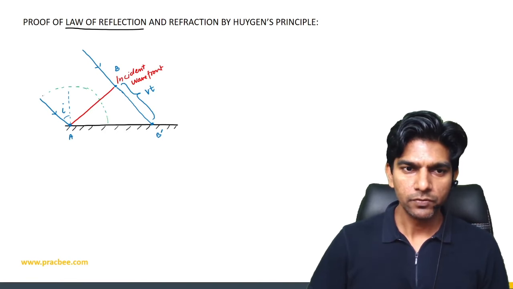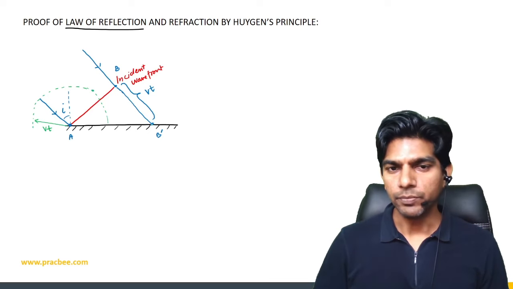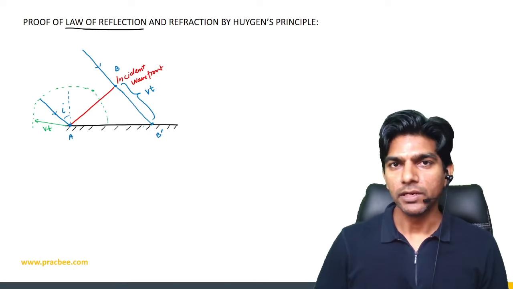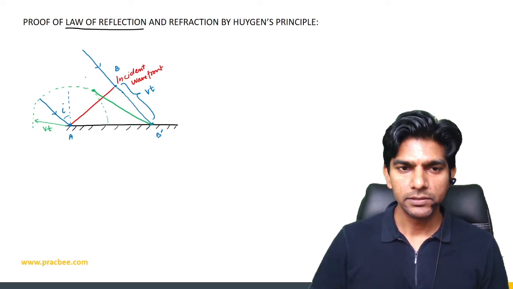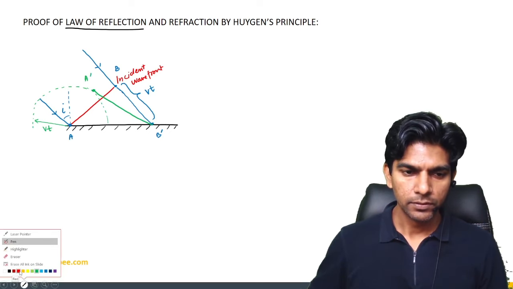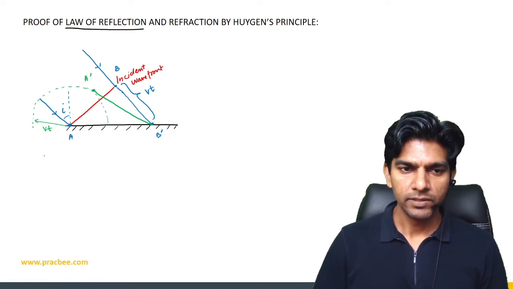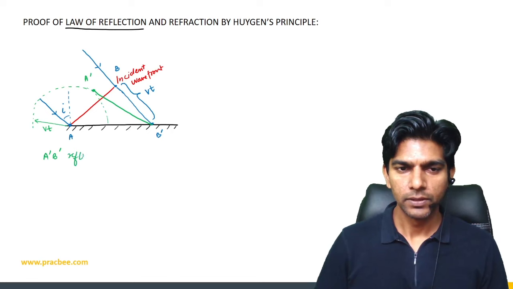So I'm drawing a circle of radius Vt. So this radius is Vt. Right, so if I draw a tangent from B prime on this circular arc, let us draw that. And I'm calling this point A prime. So we can say this A prime B prime is the reflected wavefront.